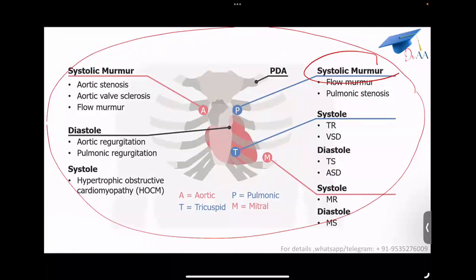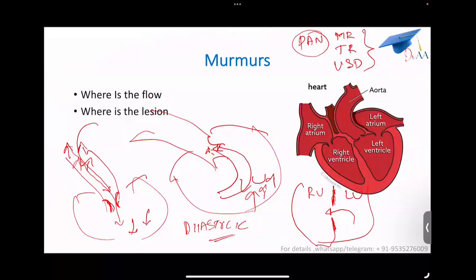Dr. Amin, yes, please. Is the type of murmur important for the exam? Type of murmur will be important for the exam. What I told you about how to remember, it will be important.